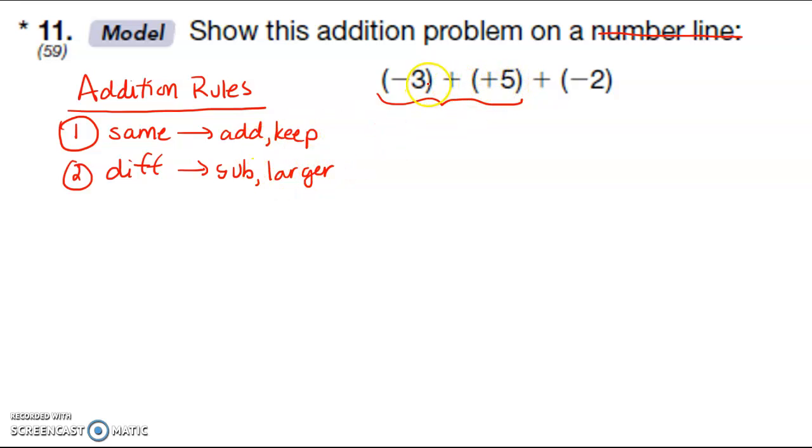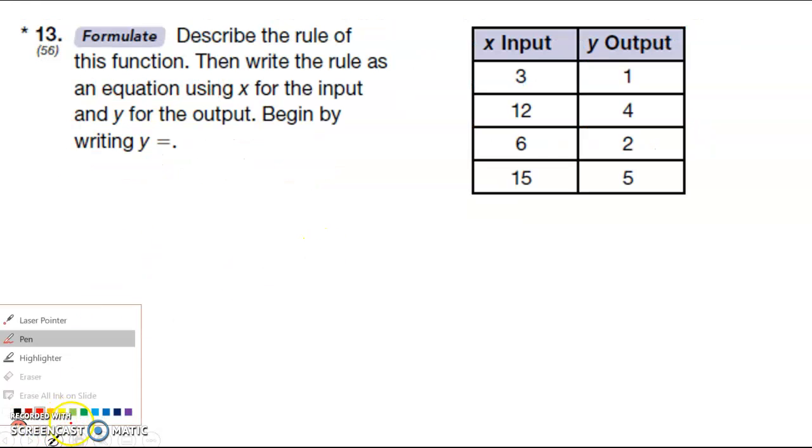So 5 minus 3 is 2. The larger number is 5, so this is +2 plus -2. Also different signs, so I'm going to subtract and keep the sign of the larger. What's interesting about this is 2 minus 2 is 0, which has no sign. Okay, I really need a different color now.